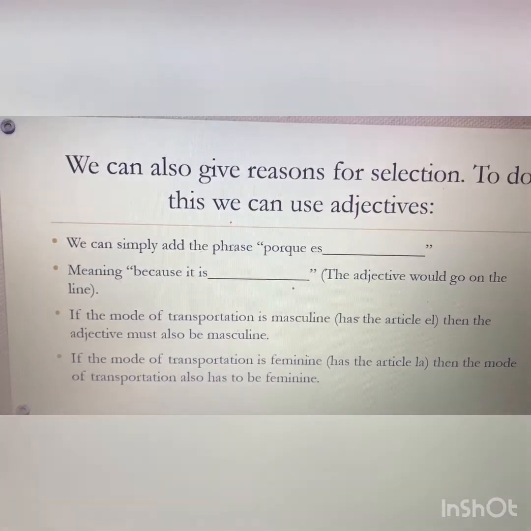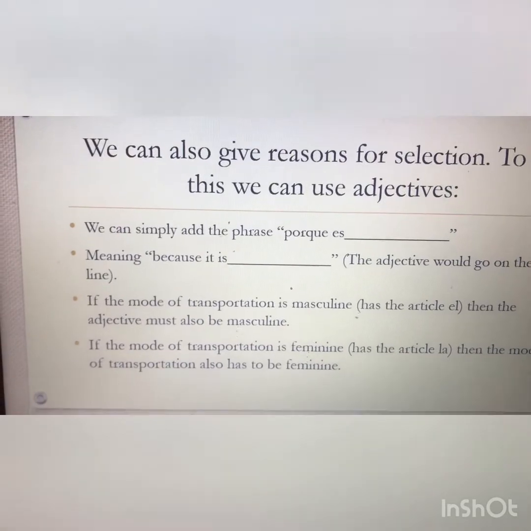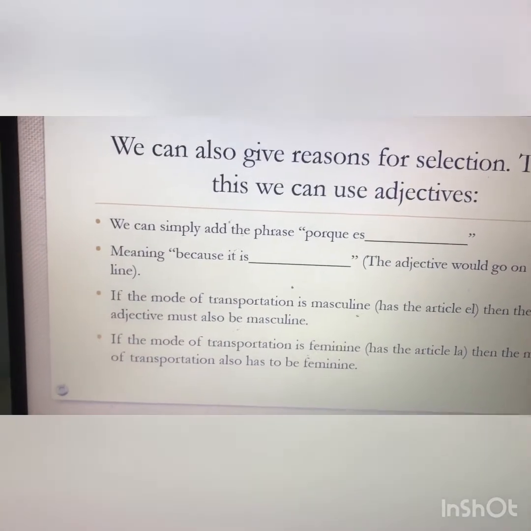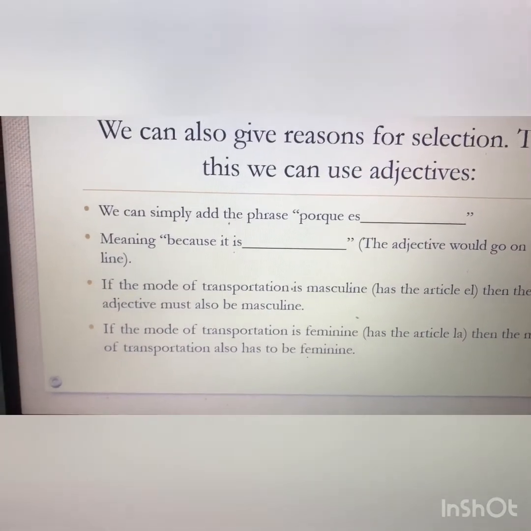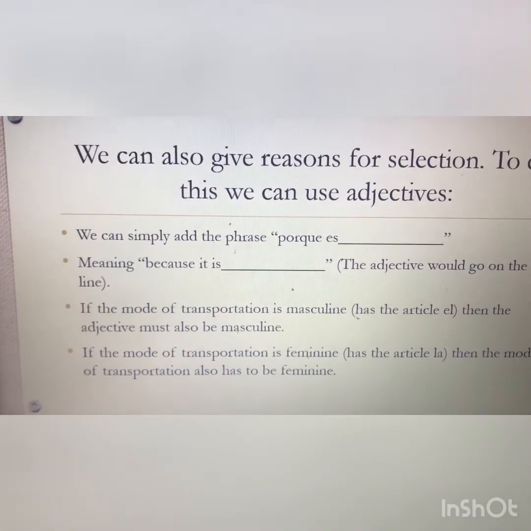Now el adjetivo, the adjective, would go on the line. So because it is fast, because it is slow, because it is comfortable, whatever the adjective is, that would go on the line. So porque es, then you put the adjective.